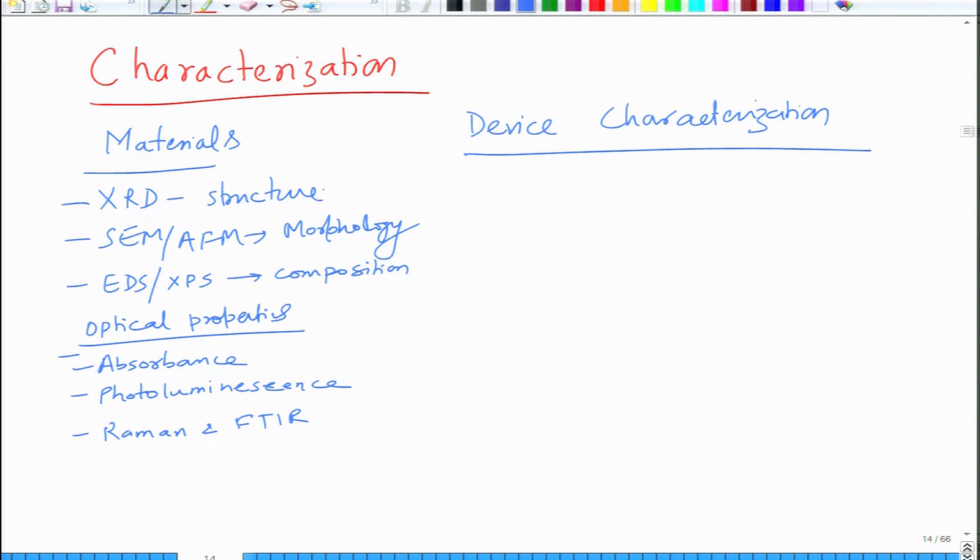X-ray diffraction can tell you what kind of phases you have, what is the grain size. Scanning electron microscopy and atomic force microscopy can tell you about the roughness of thin films, the grain sizes, the presence of porosity and various other microstructural features. Energy dispersive spectroscopy or X-ray photoelectron spectroscopy can tell you about the composition at local scale, not at the scale of millimeters, but at the scale of microns and nanometers.